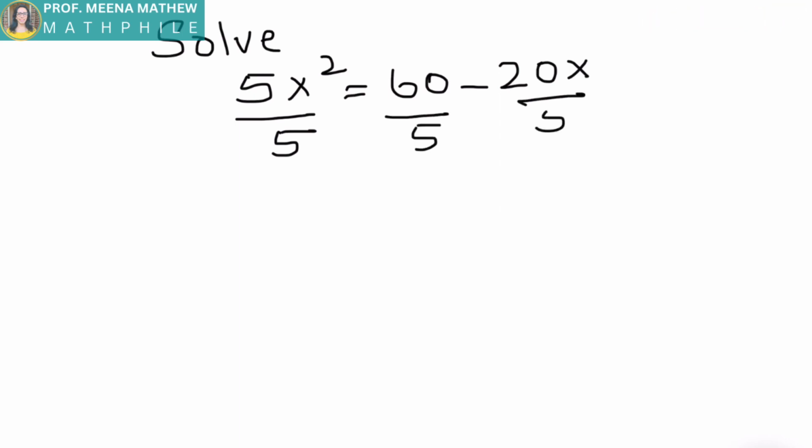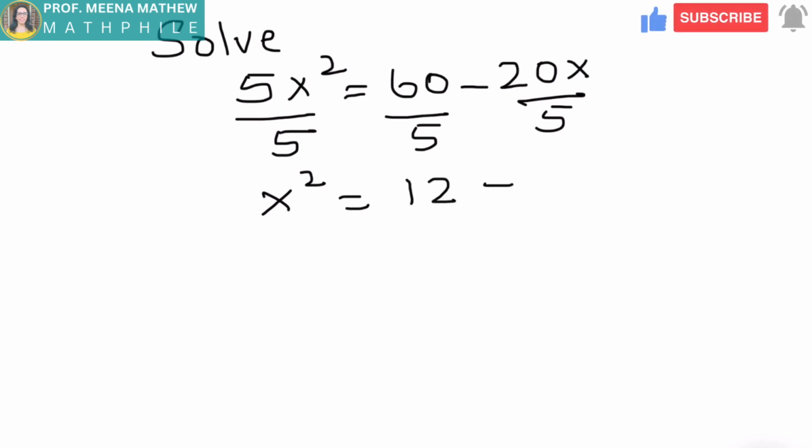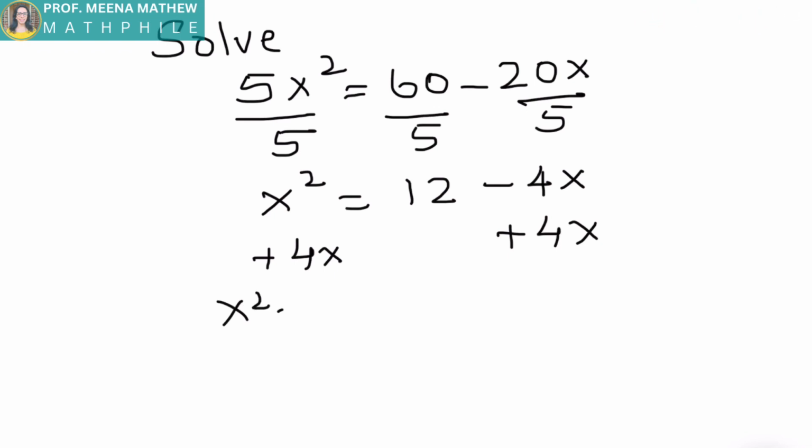So we get x square equals 12 minus 4x. Again, combine all the x terms together. For that, I'm going to add the 4x both sides. So x square plus 4x equals 12.